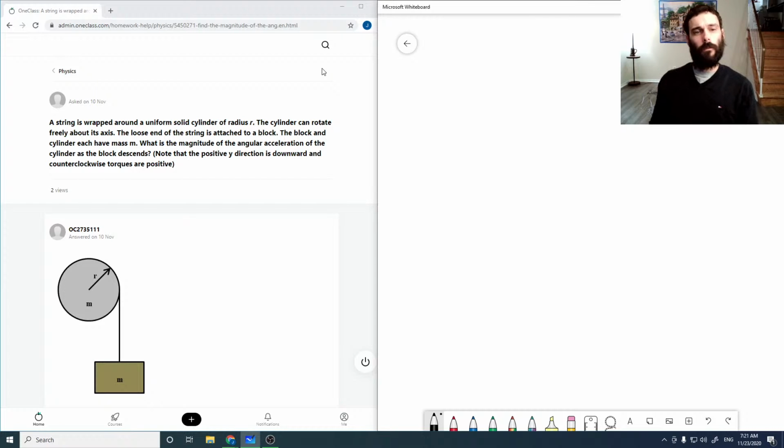A string is wrapped around a uniform solid cylinder of radius r. So we have a string connected to a mass. The cylinder can rotate freely about its axis. The loose end of the string is attached to a block. The block and cylinder both have mass m. What is the angular acceleration of the cylinder as the block descends?